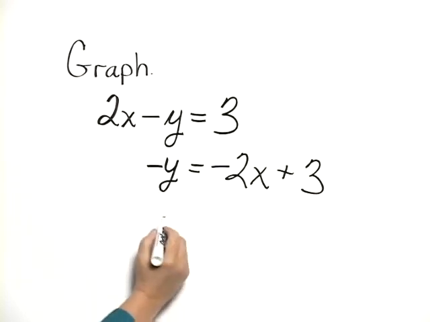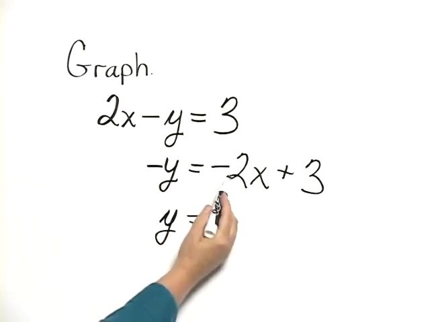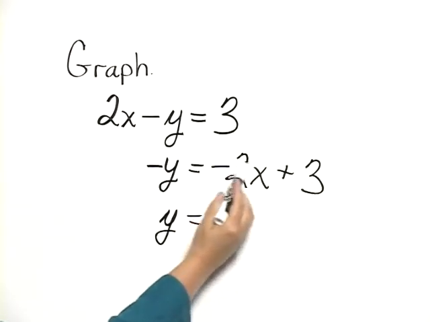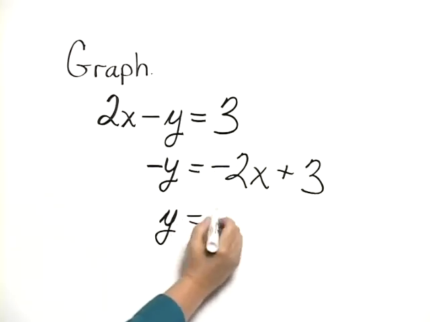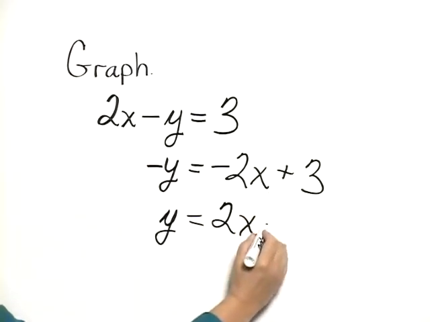Multiplying this by negative 1 will give us y. Multiplying this side by negative 1, we need to multiply each term by negative 1. Negative 1 times negative 2x is 2x. Negative 1 times 3 is negative 3.